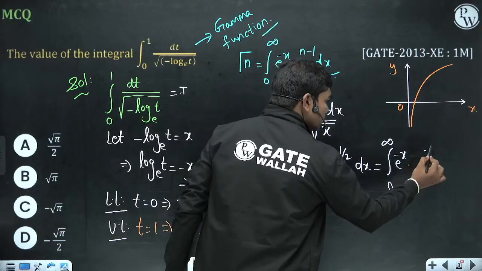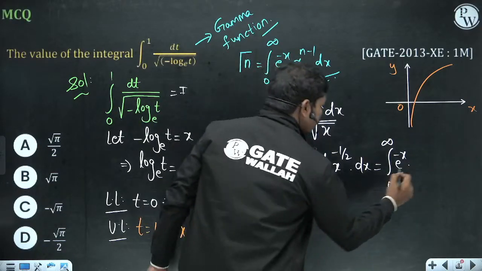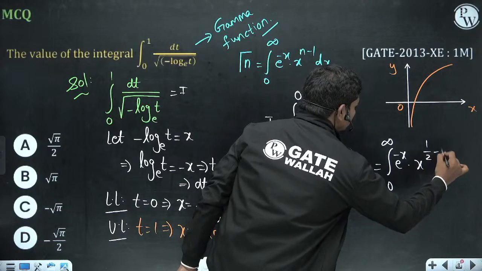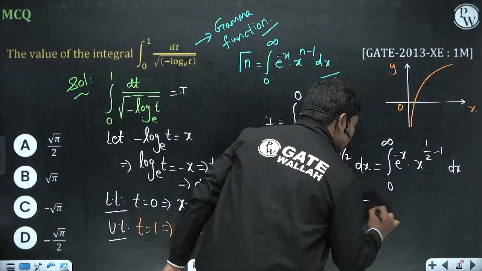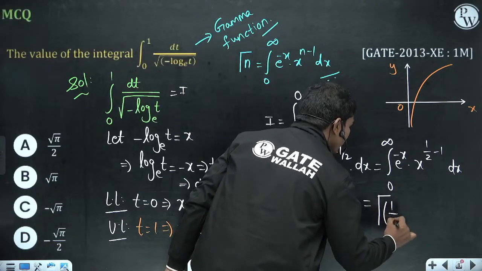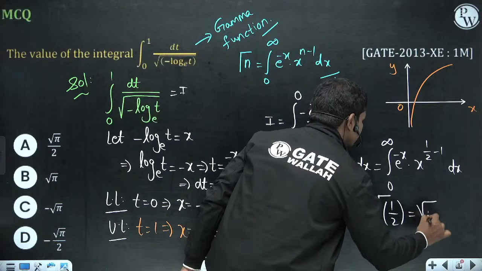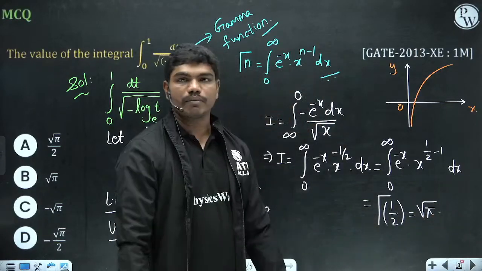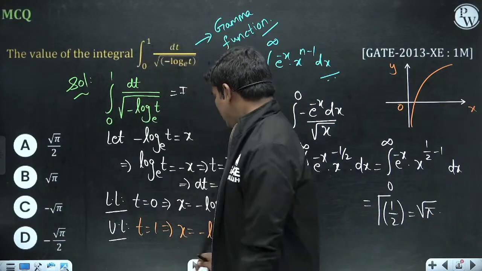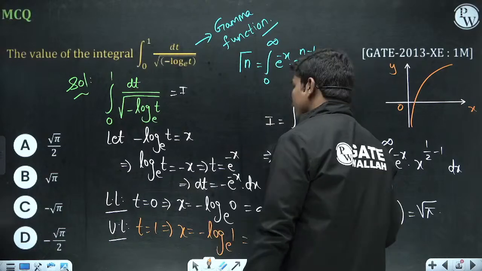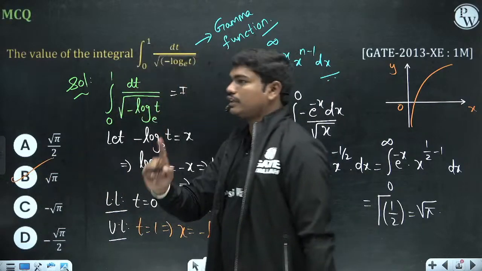Just a minute, I remembered a small thing. So x power 1 by 2 minus 1 dx. So this is gamma 1 by 2 actually. Okay, and the value of gamma 1 by 2 is root pi. So gamma of 1 by 2 is basically square root of pi. So therefore square root of pi is the correct answer here.